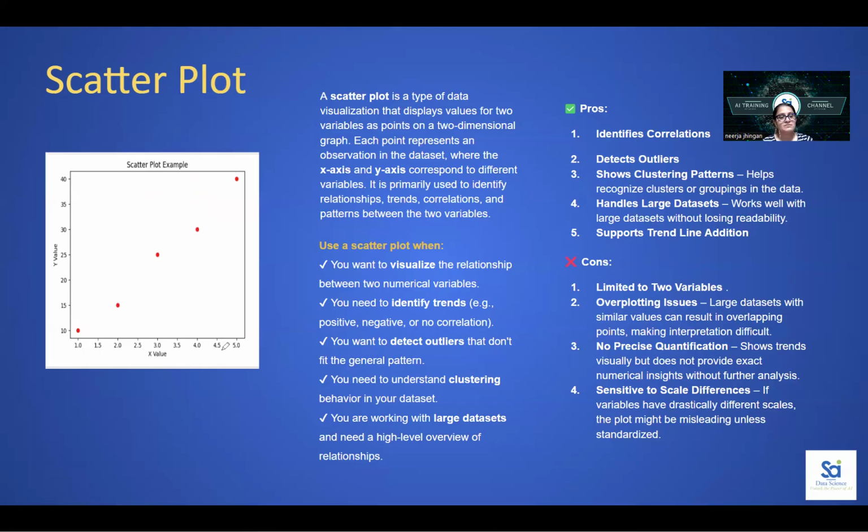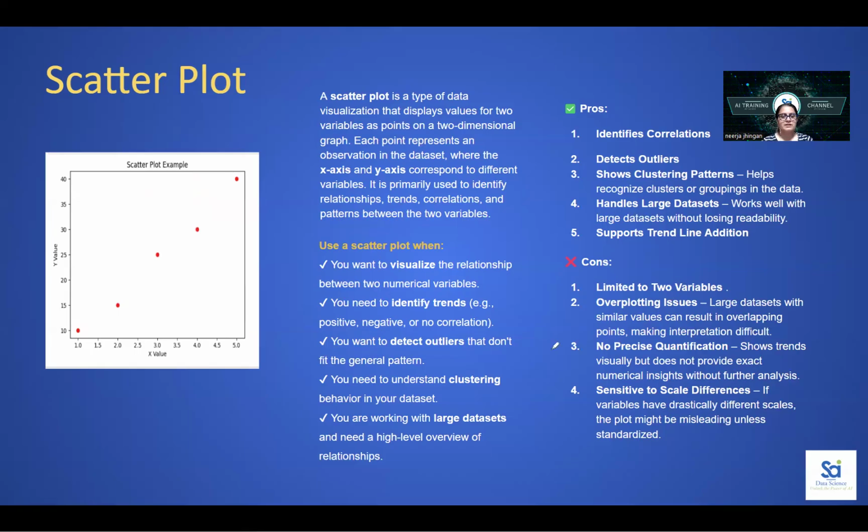If your x value is increasing but y is not affected, it is consistently going here, like all data points are here, then this is called no relationship. This is just consistency. If x is increasing, it is not affecting your y at all. Okay.